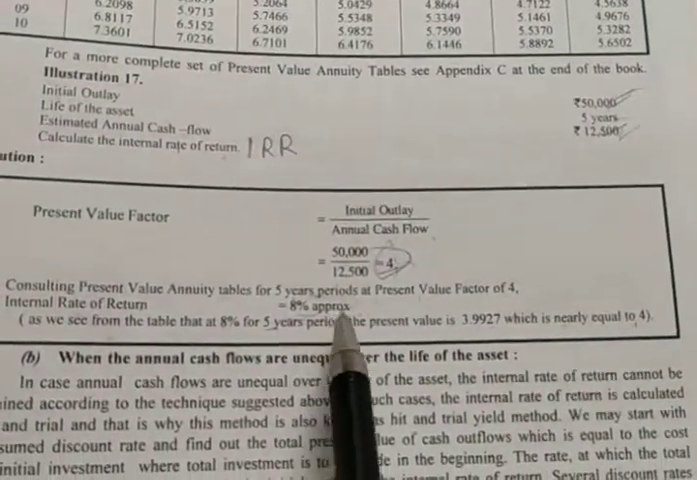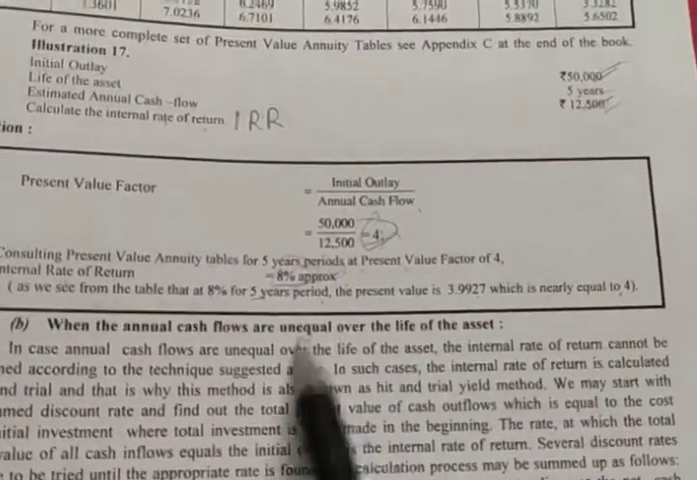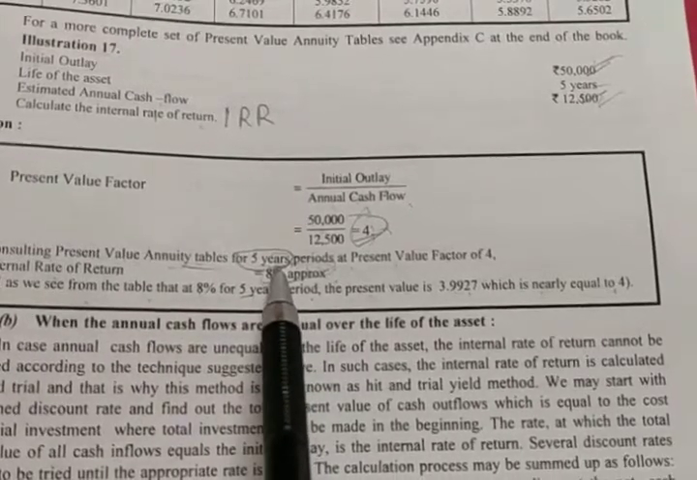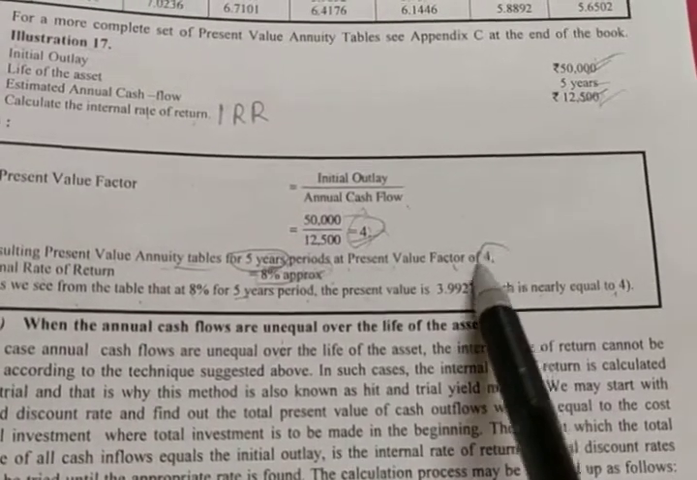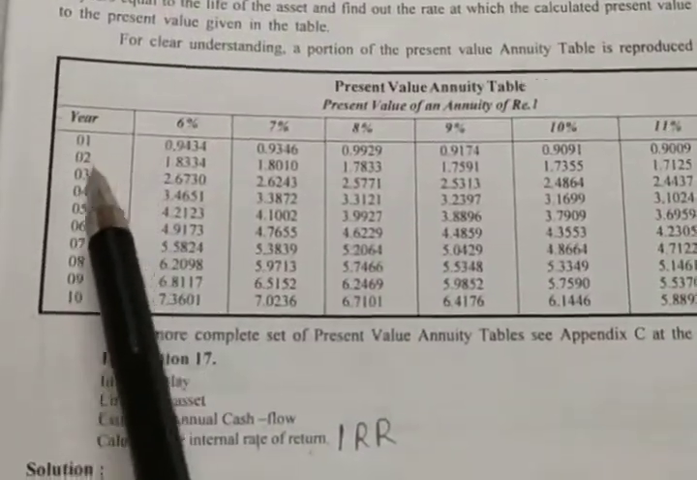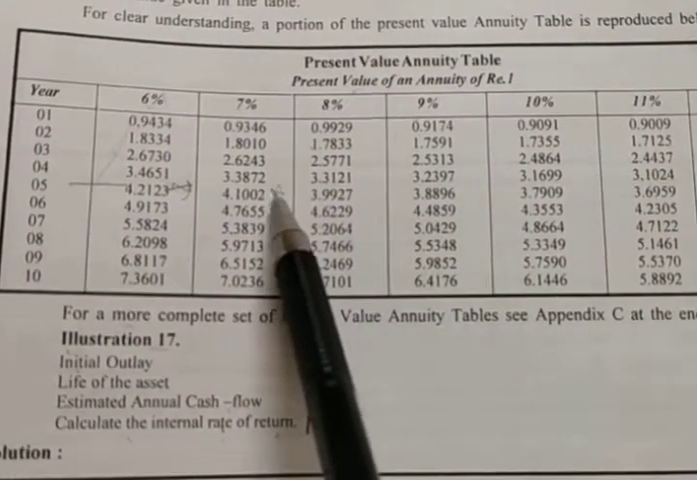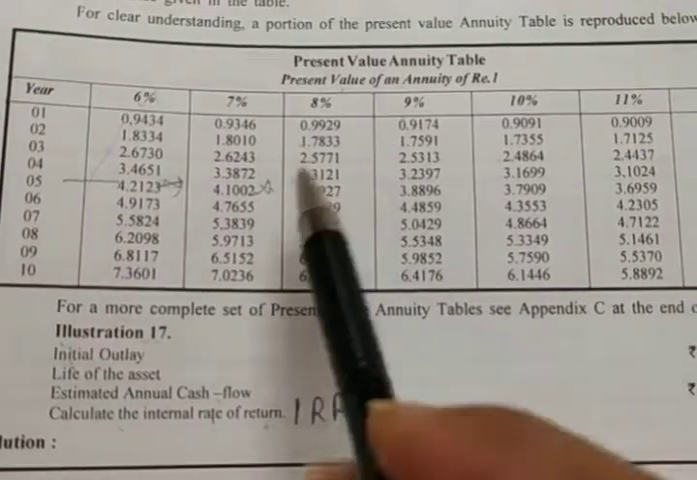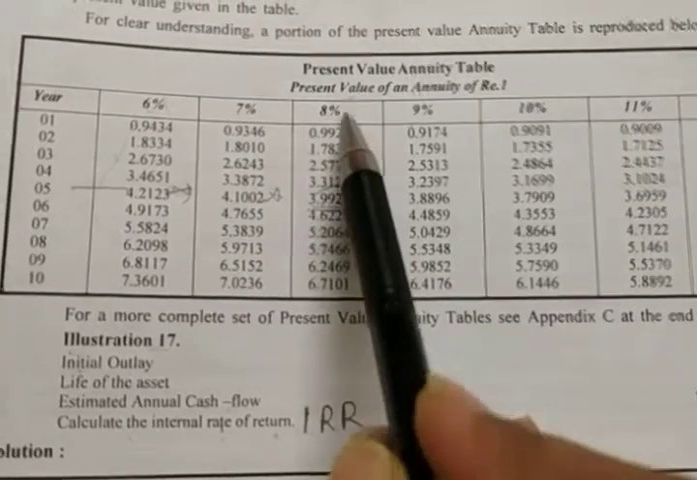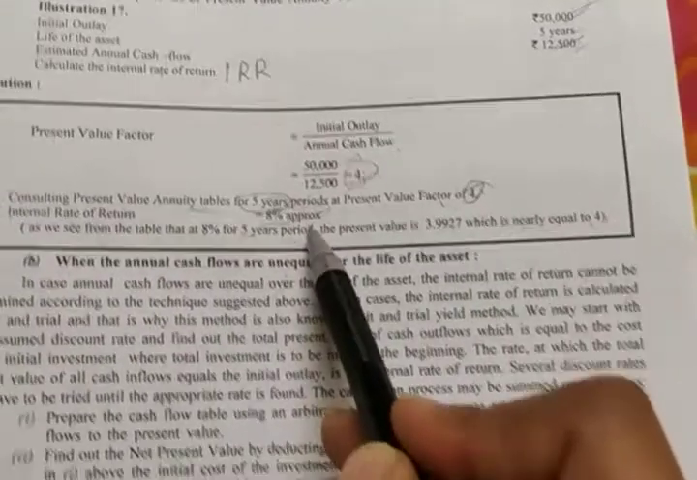So how do you find that 8% discount rate? For the 5 years you take the row, and the present value factor is 4. First, go along the 5 year row and find that this value is more than 4, so we reject it. This one is also more than 4, so we reject it. This one is approximately 4, 3.9927, which is at 8%. So that's why they have given you 8% approximately.